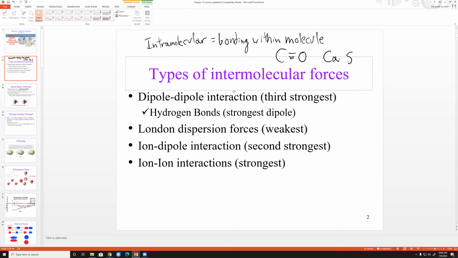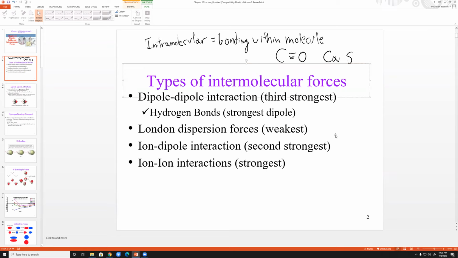Then there are these type of bonds called intermolecular. Intermolecular are in between molecules. So this is the representation of mixtures, of liquids, of why things are viscous, because they have strong intermolecular forces. Why is water the way water is? Why does water have a high surface tension? Because it has strong intermolecular forces, because it has hydrogen bonds. It forms a dipole, stuff like that.